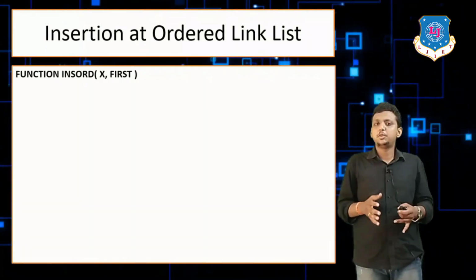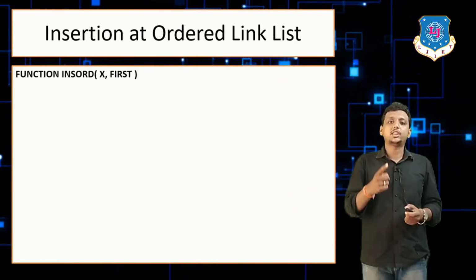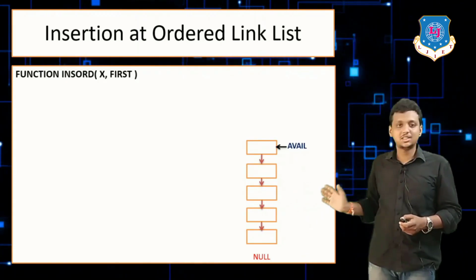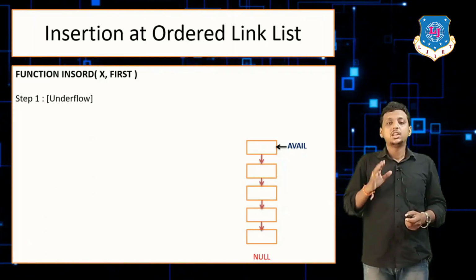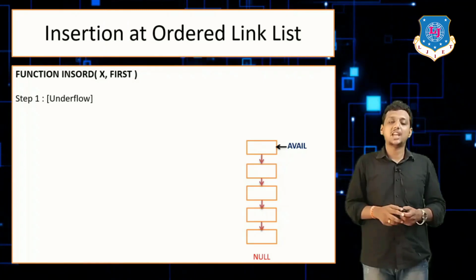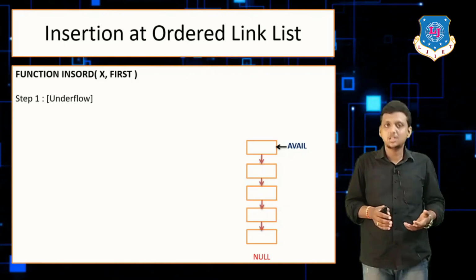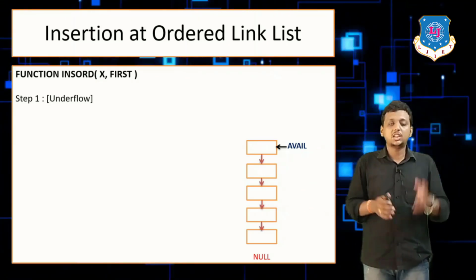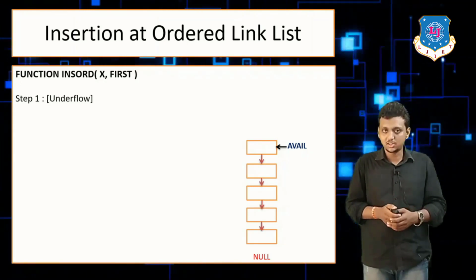Students, what are the basic steps to perform here in the algorithm? First, we need to check the underflow condition. But before that, we need to take the availability stack. This is our availability stack, and we need to check its underflow. If avail is equal to null, that means your availability stack is underflow. I have already explained the process of the availability stack in our previous lectures. If you didn't see it, check out the YouTube channel for the videos of the availability stack as well as the insertion at the first and the last of the linked list.